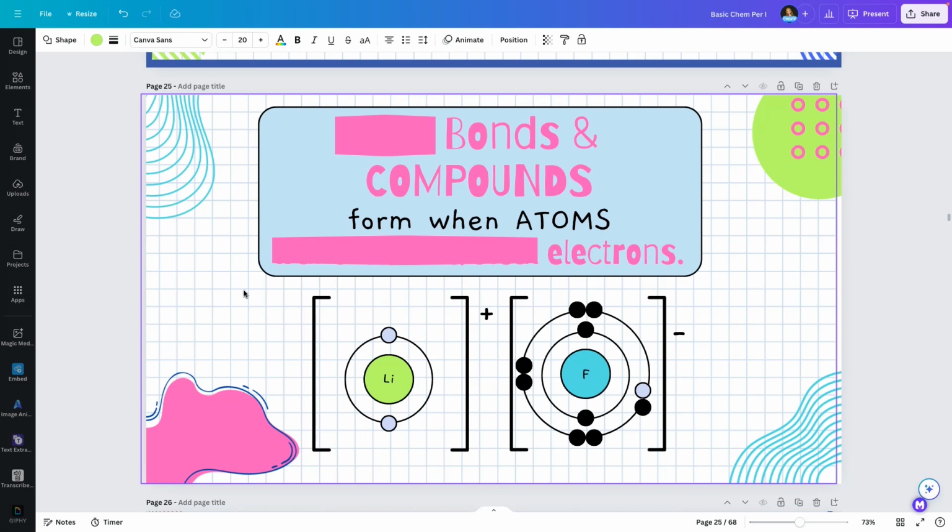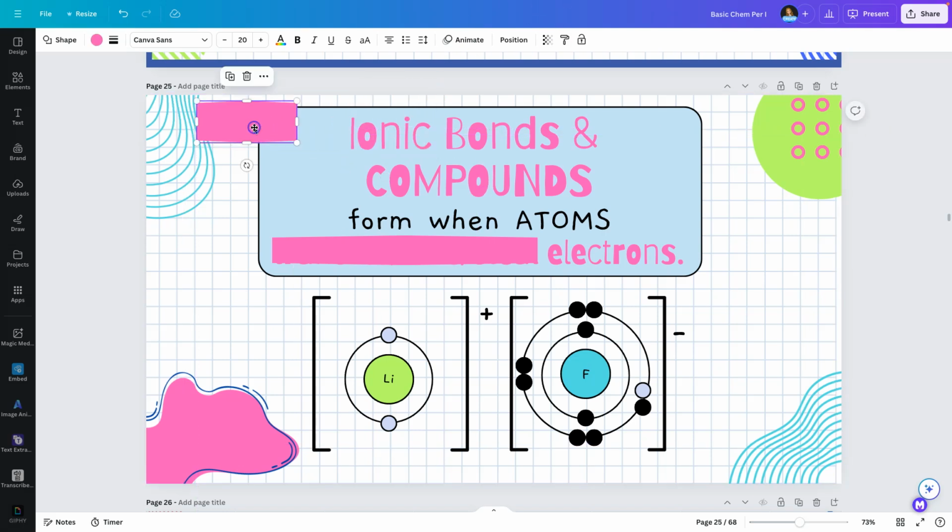So who knows what this bond is? And why? She said ionic. She guessed. She doesn't really know why. What do you know about an ionic bond? That's a good answer, but that's not ionic. Okay?